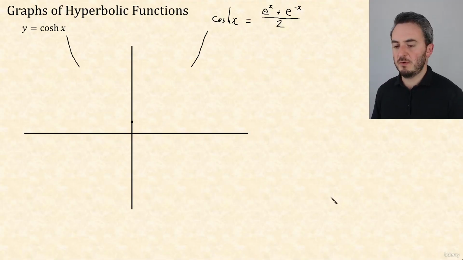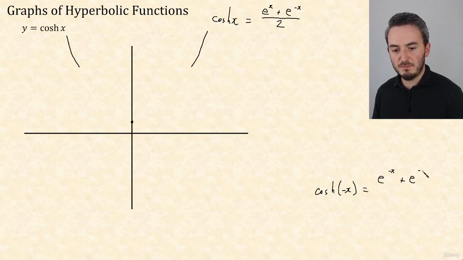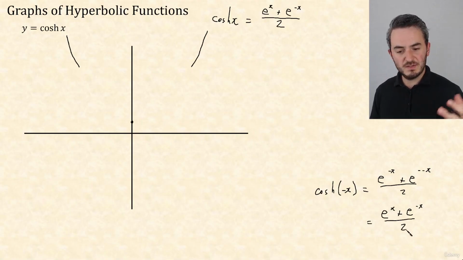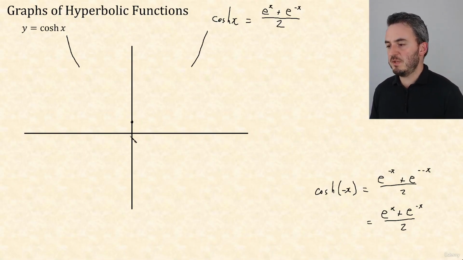That's, by the way, a test for whether a function is what we call an even function. If you take cosh of minus x, you end up with e to the minus x plus e to the x, over 2, which is the same as cosh x. So f of minus x is the same as f of x, and so it has reflective symmetry about the y-axis. Okay, so what's going on in the middle then?